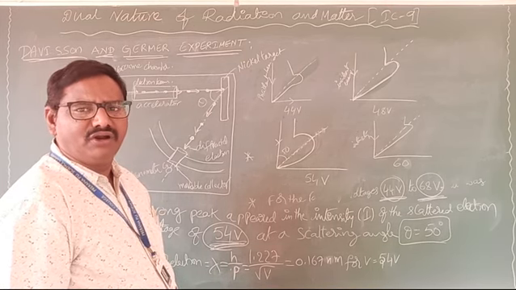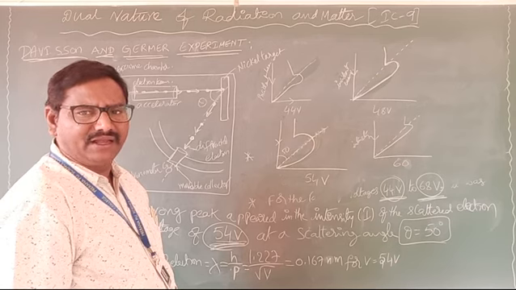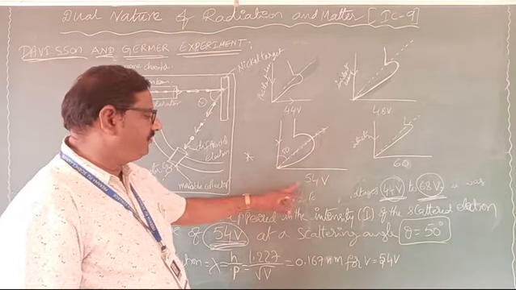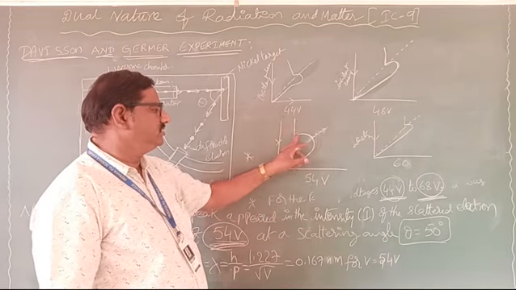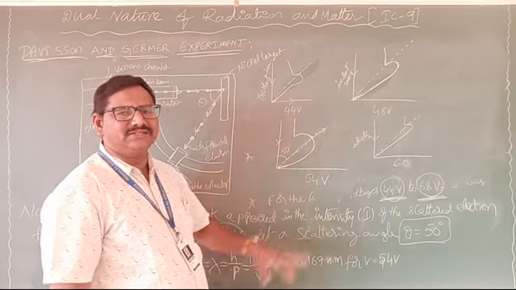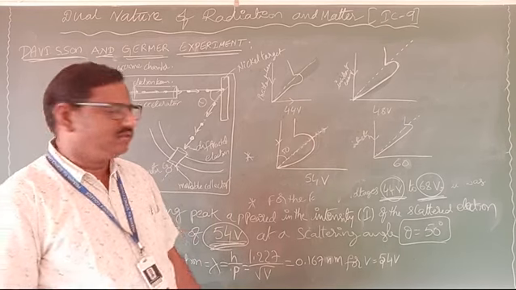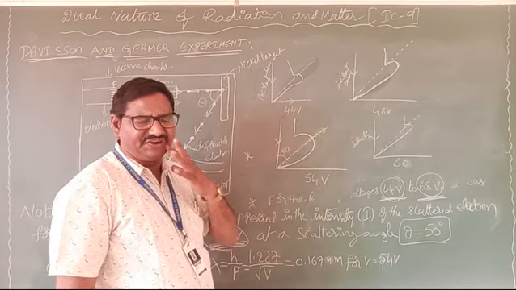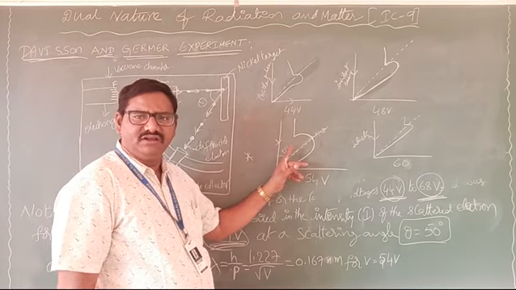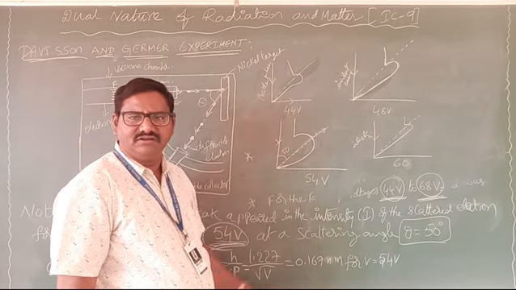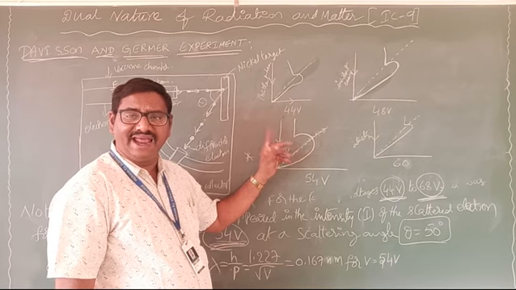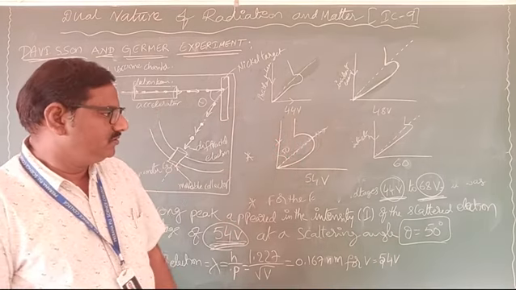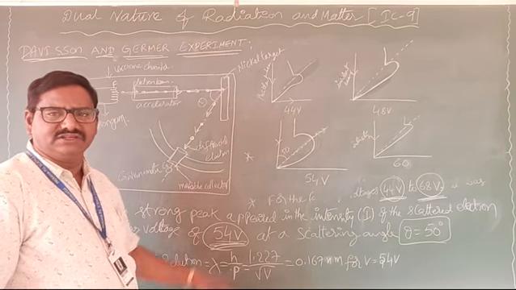It explains the wave nature of particles. That is the experimental evidence. At 54 volt, this wave nature is explained. The scattering angle will be exactly 50 at 54 volt. Remember like that. Clear now? These are all about the Davisson-Germer experiment.